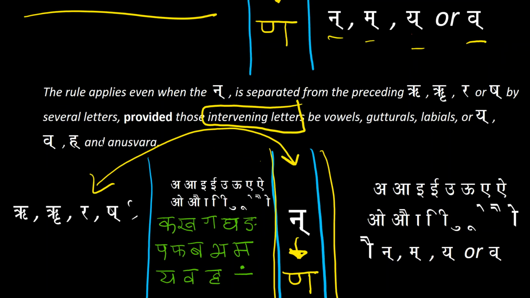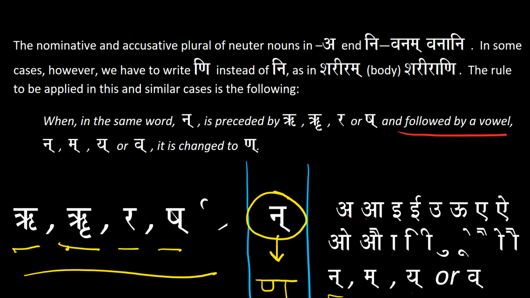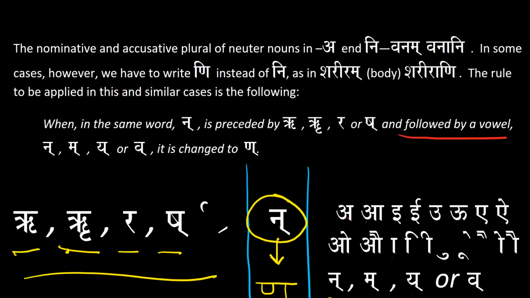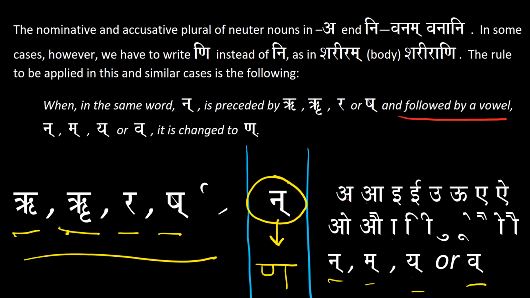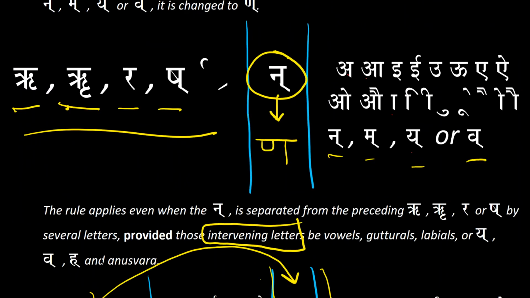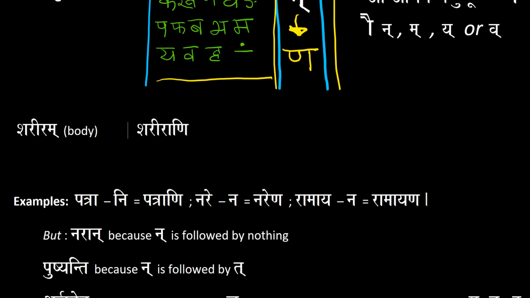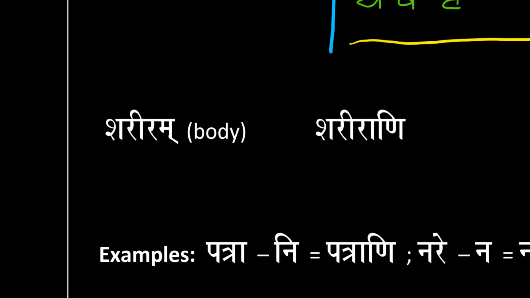So now I want to get into the first example that I gave you, when I said in the last video that shariram, when it's actually nominative or accusative plural, it's not sharirani with a dental na, but it's sharirani with a cerebral na instead. And we're going to go into detail as to why it has a cerebral na instead of a dental na. So let's zoom in to the word.